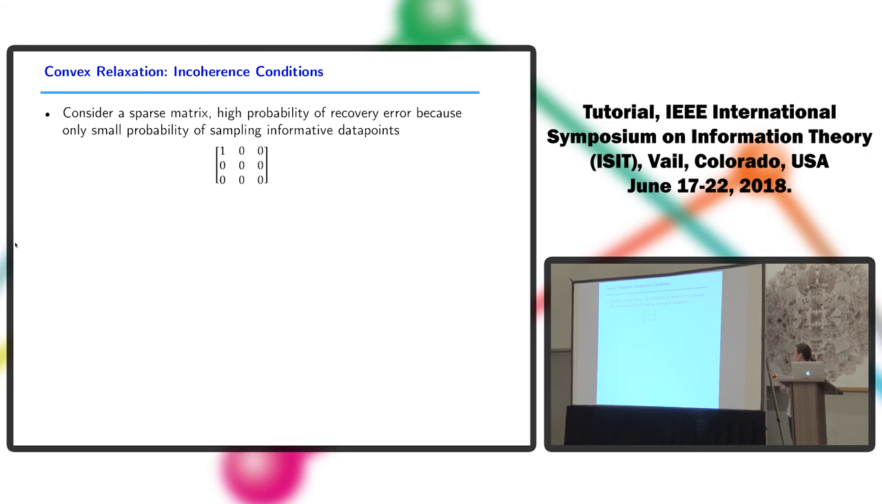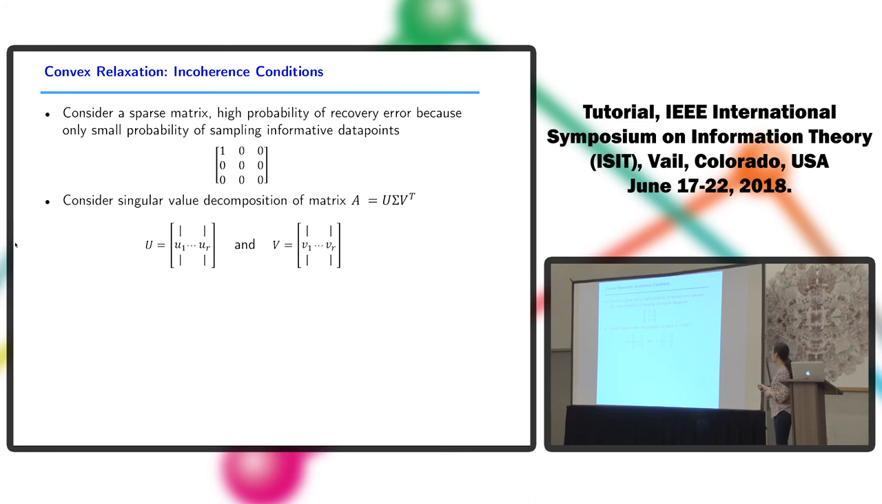We can take a look at the singular value decomposition of the matrix A. So let's say A has a singular value decomposition of U sigma V transpose, where U is the set of the left singular vectors, and V is the set of right singular vectors. If these left or right singular vectors were simply the standard basis vectors, then the information is not well spread out.